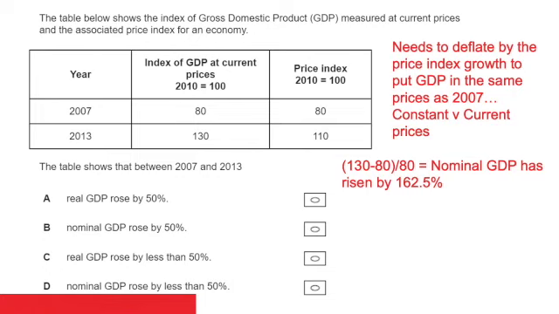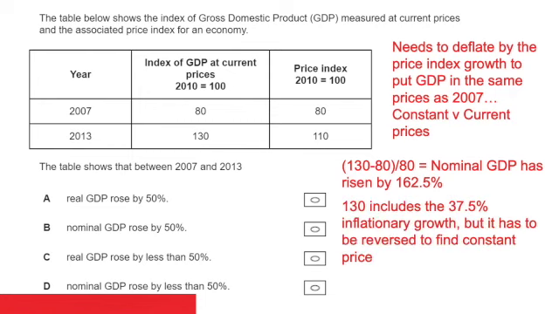That means that it cannot be B and it cannot be D. Because nominal GDP rose by 50%, well we know that's not true because it's 62.5%. Nominal GDP rose by less than 50%, well obviously not, it's more than 50%. So we can rule out B and D straight away. So then what we have to do is the following.